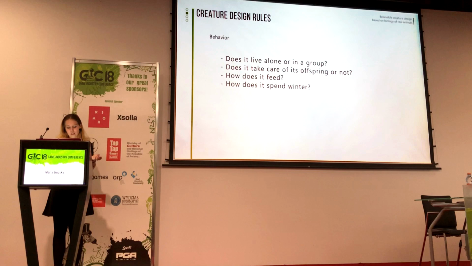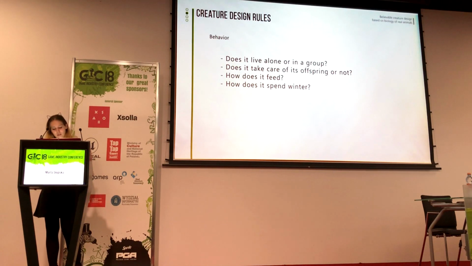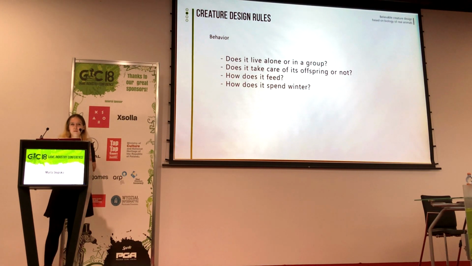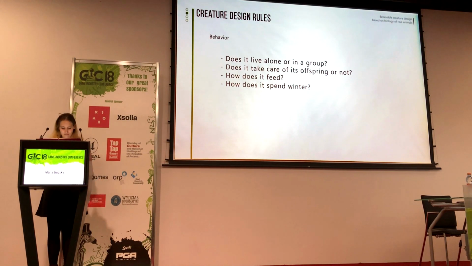You can ask yourself if it does take care of its offspring or not, because usually big animals have fewer offspring, and small animals have more offspring, so it's more possible for them to stay alive. And also fishes or amphibians have a lot of offspring, but they don't take care of it at all.